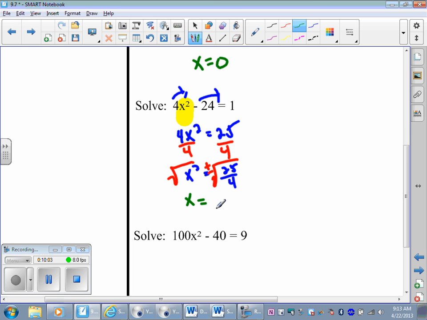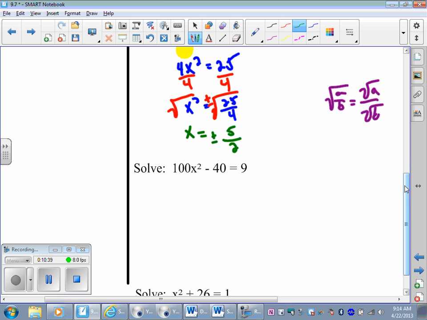So x equals, now, some of you may look at that and go, oh boy, I don't know what that is. But if you'll take a second to remember this property from earlier in the year, the square root of a over b can be thought of as the square root of a over the square root of b. What's the square root of 25? Well, the square root of 25 is 5. And what's the square root of 4? It's 2. So our answer is really plus or minus 5 halves, which means 5 halves, which is 2.5, is one of our answers, and negative 2.5 is our other answer.